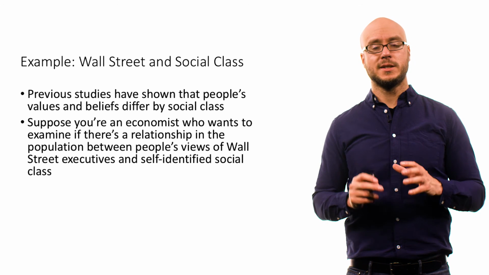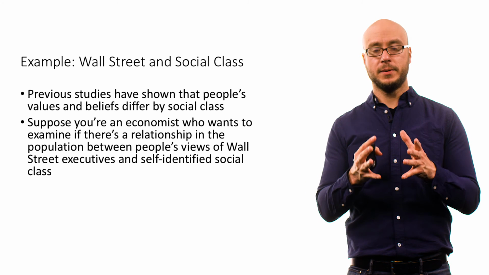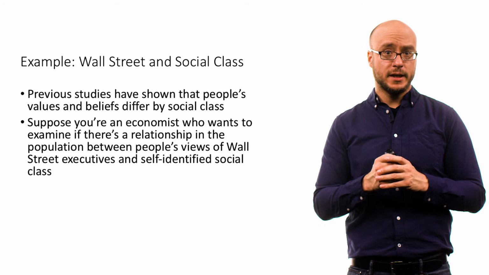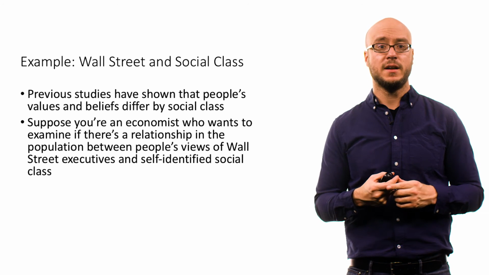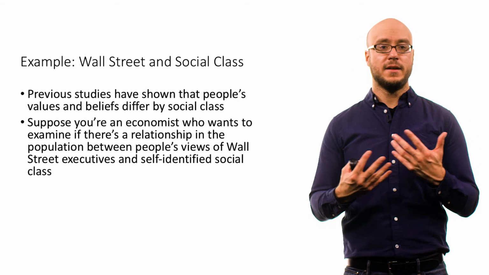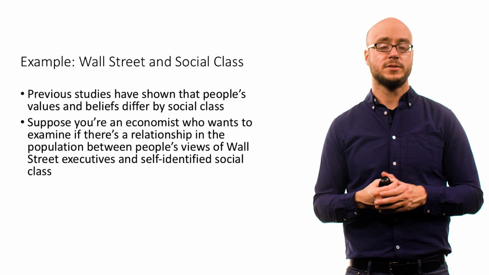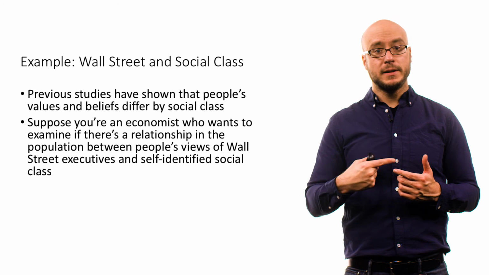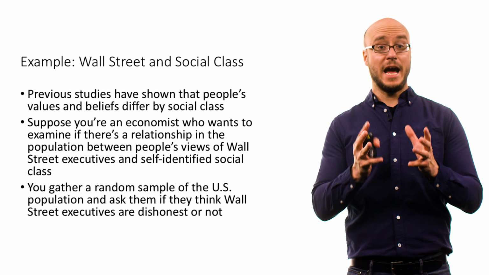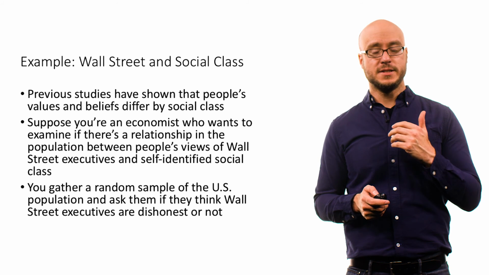So suppose we're an economist, and this economist wants to see if there's a relationship in the population between people's views or perspectives on Wall Street executives and people's self-identified social class. Sort of a common theme, the idea being that if you identify with a particular social class, which reflects your economic, occupational and educational circumstances, that might be related to your values and beliefs about Wall Street executives. So you gather a random sample of the US population and you ask them if they think Wall Street executives are dishonest or not.